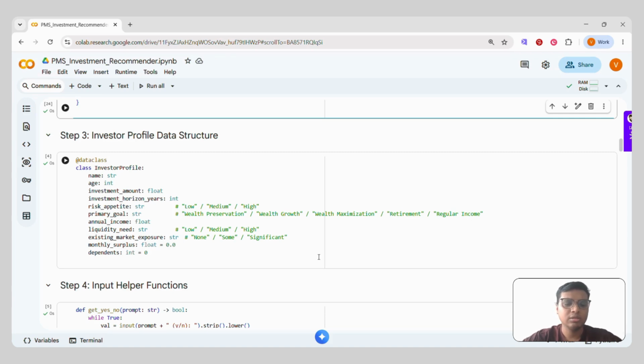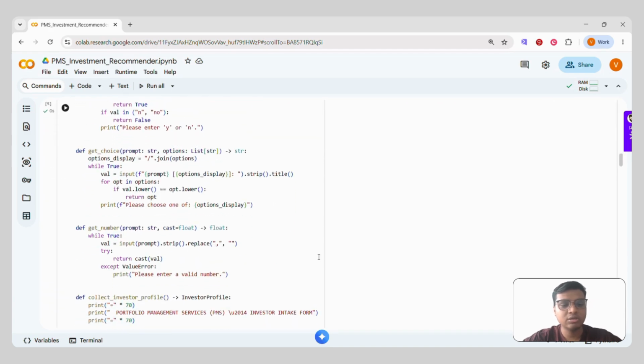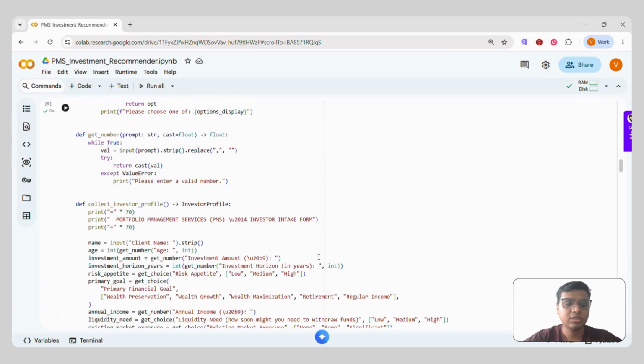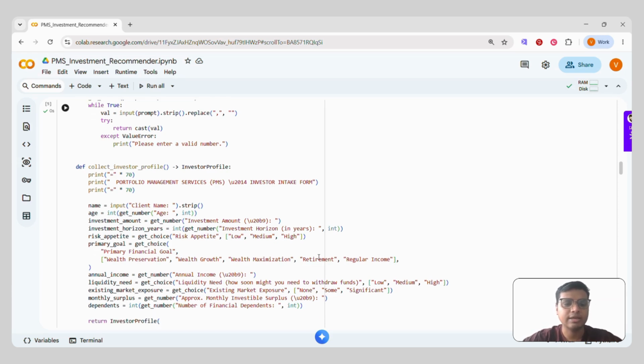Then I'm further taking a few more input parameters to get more clarity on how they would classify their current existing market exposure. Would it be significant? So we are just giving certain options for the customers to choose as an input. Finally, what that does is it creates that particular person's investor profile.